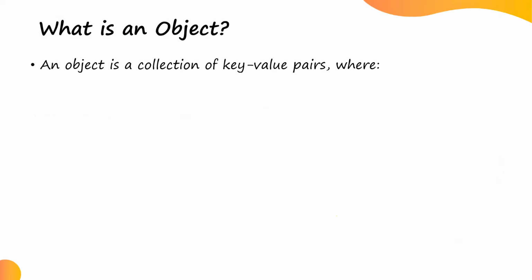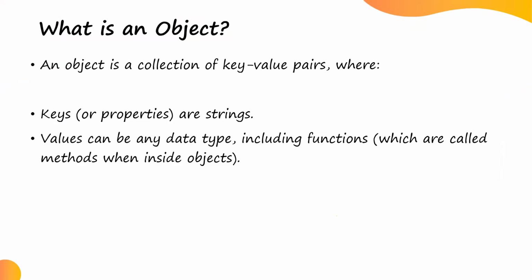It is a collection of key value pairs where the keys are strings, that's the properties, and the values can be any data type, including functions, which are called methods when inside objects. JavaScript is an object-oriented programming language. What does it mean? It means that when you're developing an application, you could look at all the concepts as objects.